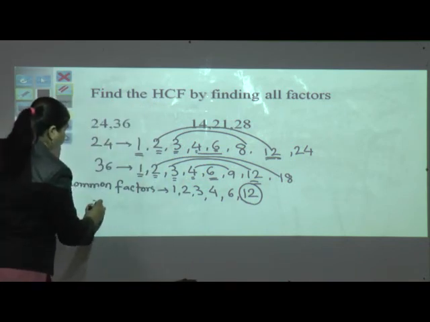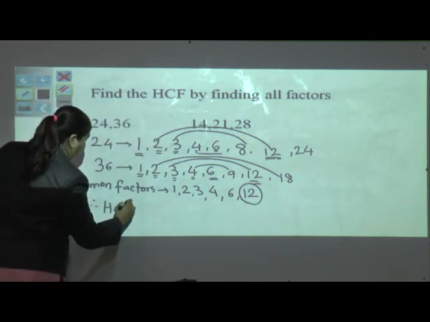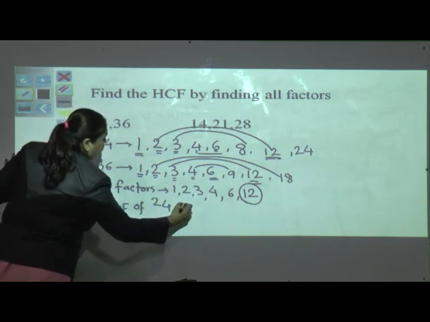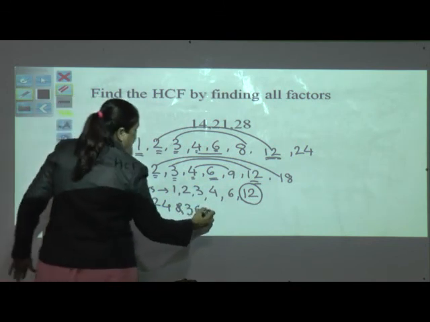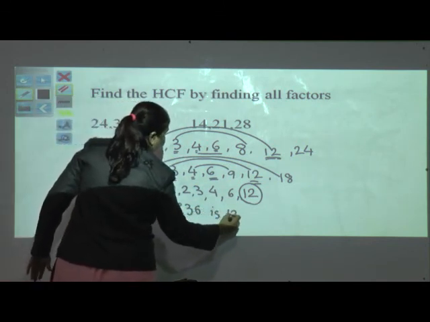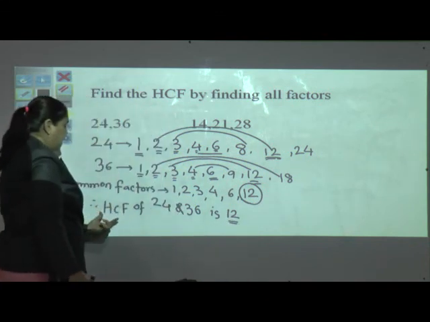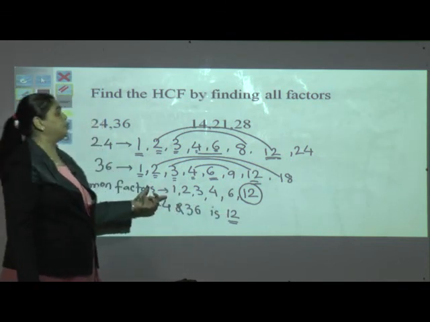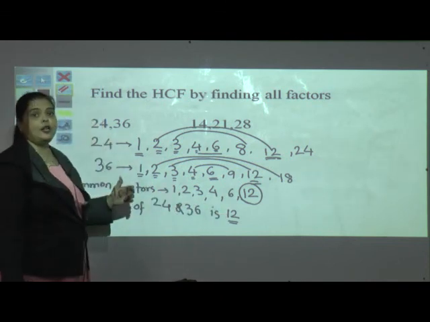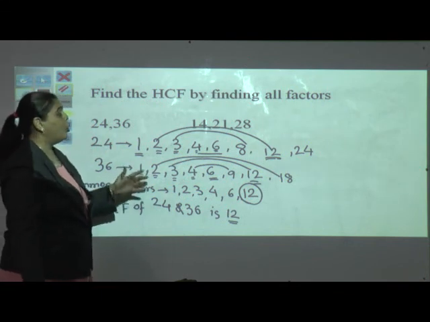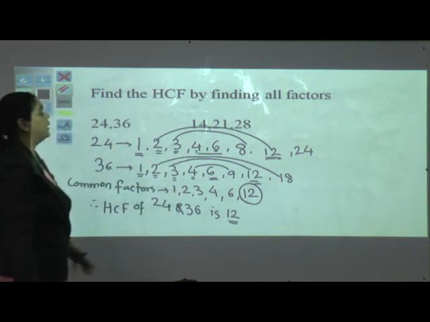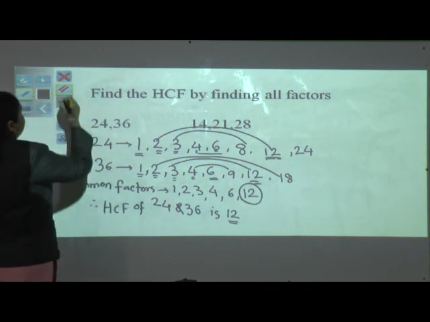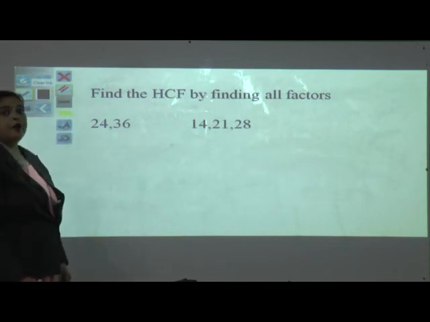So therefore HCF of 24 and 36 is 12. That is, the highest common factor of 24 and 36 is 12. So in this way we have to find all the factors and then find the common factors. So it will be easier to find the highest common factor between the given numbers. Now we will go for one more example.